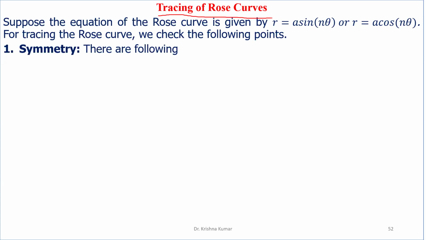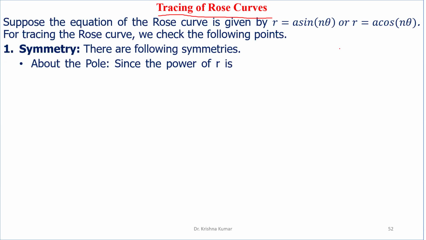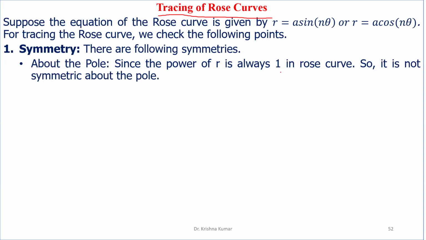First point is symmetry. There are three types of symmetry in polar curves. The first symmetry is about the pole. Since the power of r is always 1, because the format of a Rose curve is either r equal to a sine n theta or r equal to a cos n theta, the Rose curve is always not symmetric about the pole.